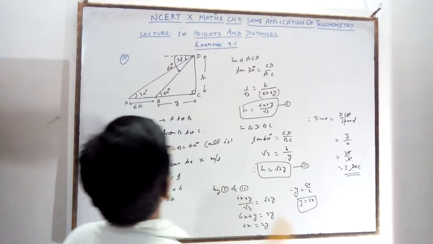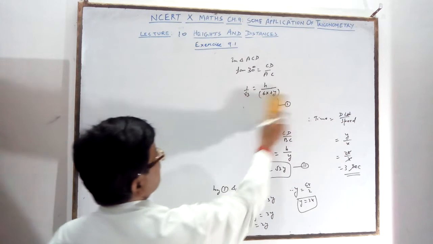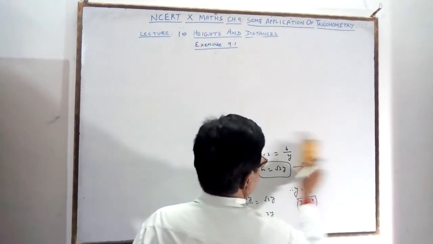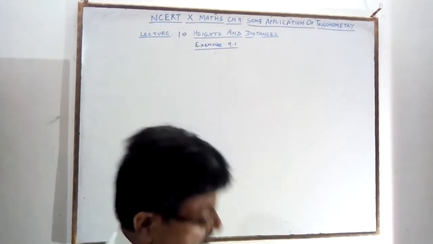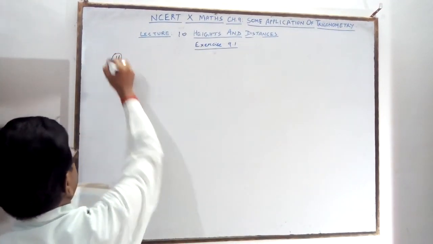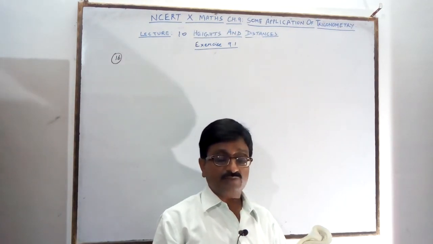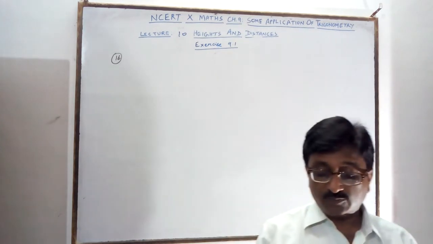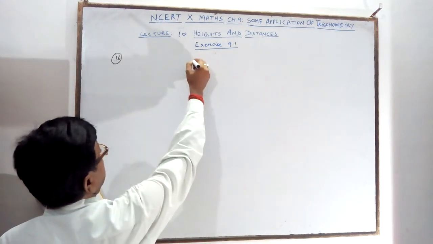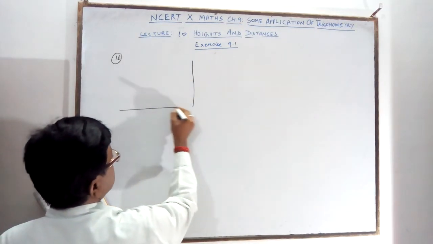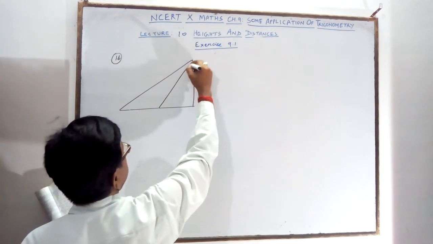Now you will see question number 16, the last question of this chapter and this exercise. Only one exercise in this chapter. Last question, question number 16, is given. A very easy proof question. The angle of elevation of the top of a tower from 2 points at a distance of 4 meter and 9 meter.